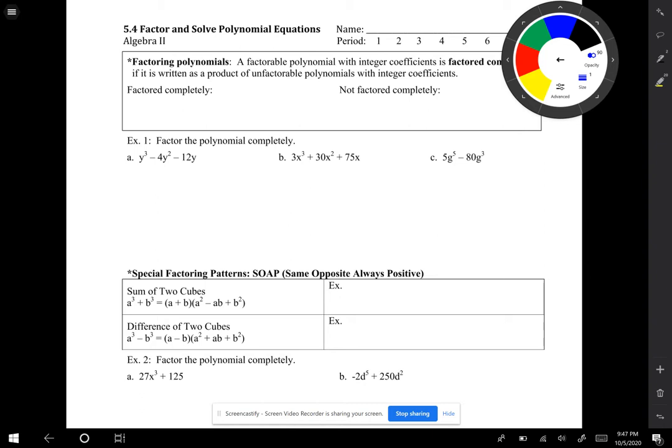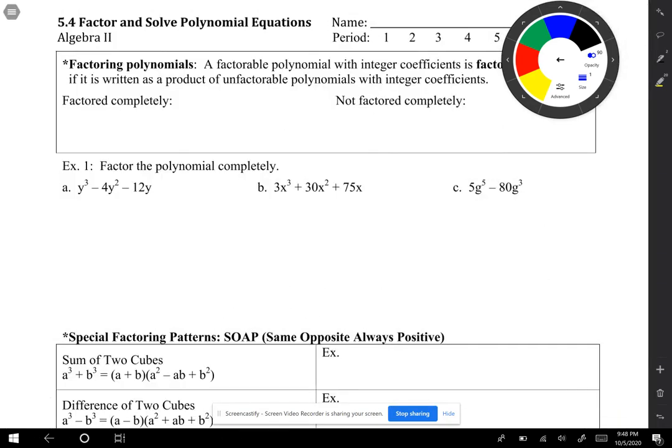So not only have we factored quadratics, we're going to factor polynomials, so anything with a degree of 2 or more. A factorable polynomial with integer coefficients is factored completely if it is written as a product of unfactorable polynomials with integer coefficients. So I will give you an example of something that has been factored completely and then something that has not been factored completely.